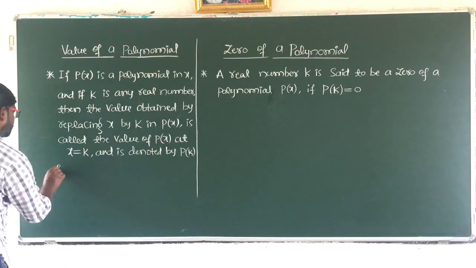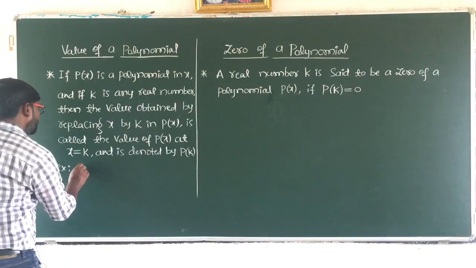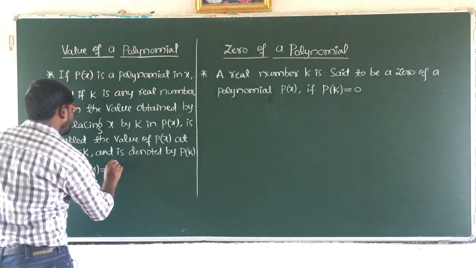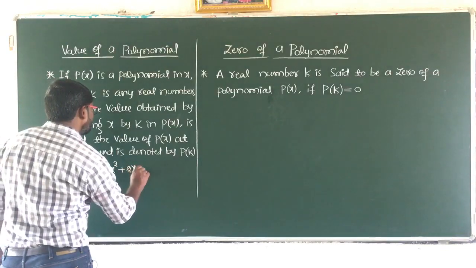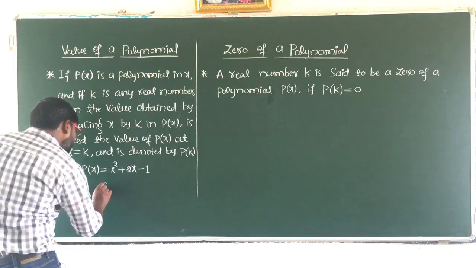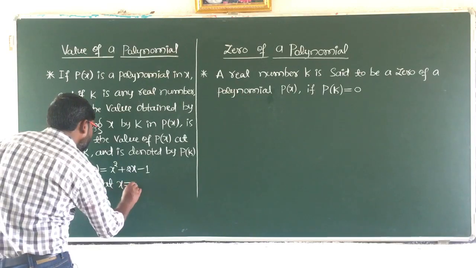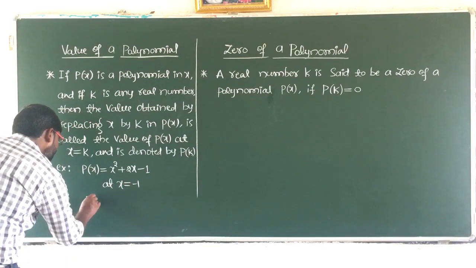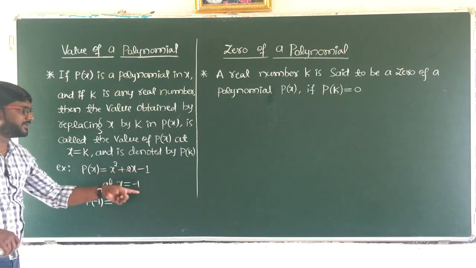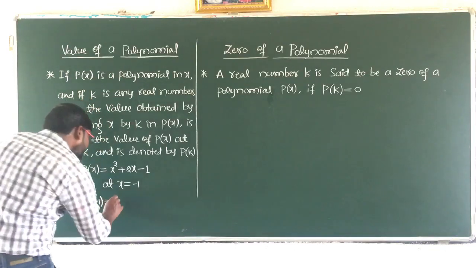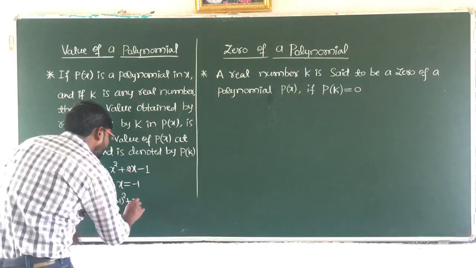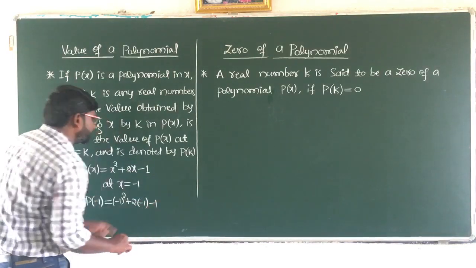So here, for example, p of x equals x square plus 2x minus 1. So this is a polynomial. Now at x equals minus 1, p of minus 1 equals, now replace x by minus 1. So that's what the definition says. Minus 1 the whole square, then plus 2, write it as it is. Then in place of x I write minus 1, and then I write this minus 1 as it is.